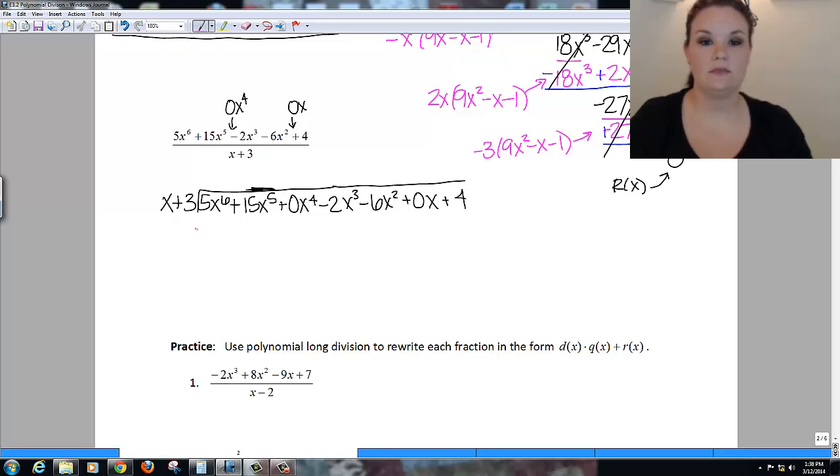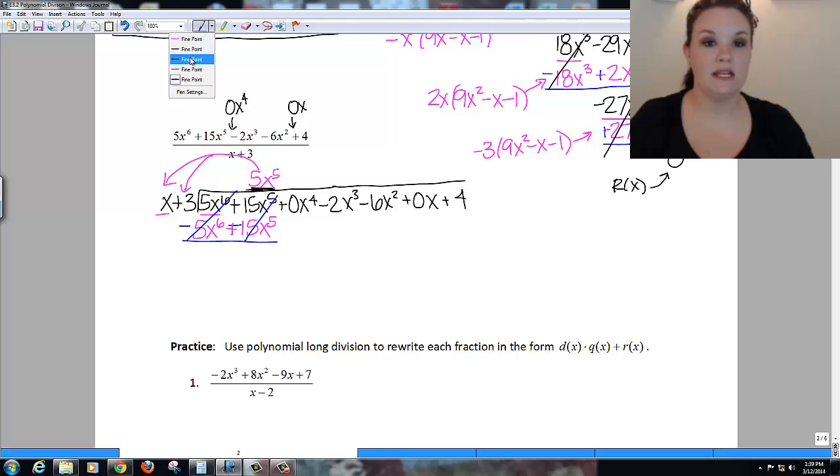Okay. So what do I have to do to x to make it look like 5x to the 6th? I need to multiply by 5, and I need to multiply by x to the 5th. So I'm going to distribute that to my divisor. Now I'm not going to write the little cheater out here. Just know we're multiplying this times each term of the divisor and then writing it under here. So 5x to the 5th times x gives me 5x to the 6th. 5x to the 5th times 3 gives me positive 15x to the 5th. Okay? I draw my line, change my signs, and notice both things cancel out.